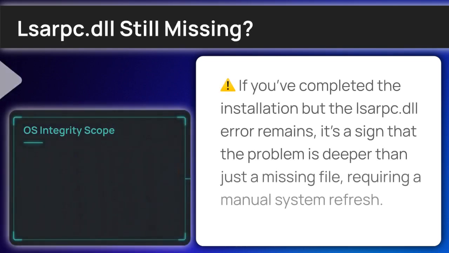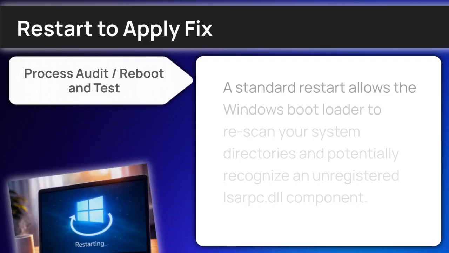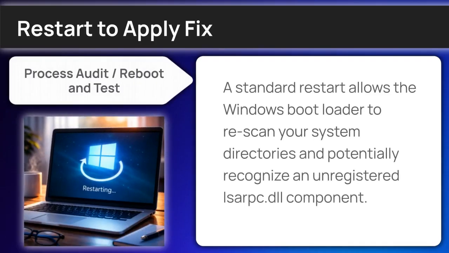Should the file remain missing after a reinstall, we need to ensure that the operating system is forced to re-index its shared library paths. A quick system restart is a practical way to ensure that all shared libraries, including the Local Security Authority remote procedure call, are being loaded correctly into the current session's memory.